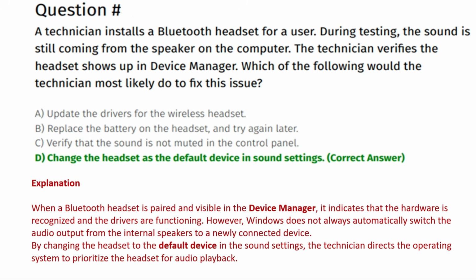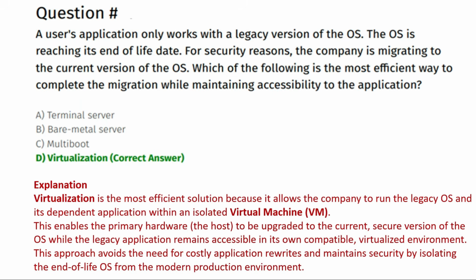So when a Bluetooth headset is paired and visible in the device manager, it indicates that the hardware is recognized and the drivers are functioning. However, Windows does not always automatically switch the audio output from the internal speakers to the newly connected device. By changing the headset to the default device in the sound settings, the technician directs the operating system to prioritize the headset for audio playback. So that's why the correct answer for this question is option B, change the headset as the default device in sound settings. So let's move to the next question.